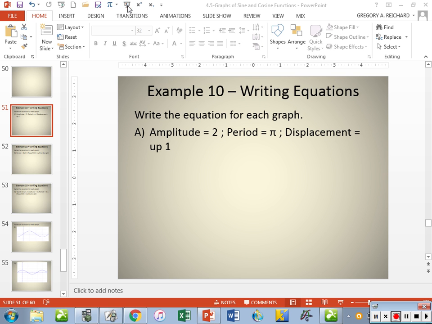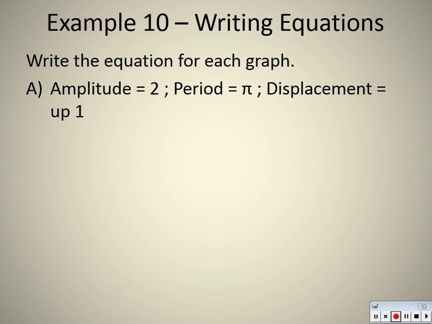So the last thing we're going to look at here with sine and cosine graphs is doing some different things with modeling data. So modeling basically consists of writing equations either based on a description for a sine or cosine graph or writing an equation based on what a graph looks like. So for this example here, we have to write an equation.